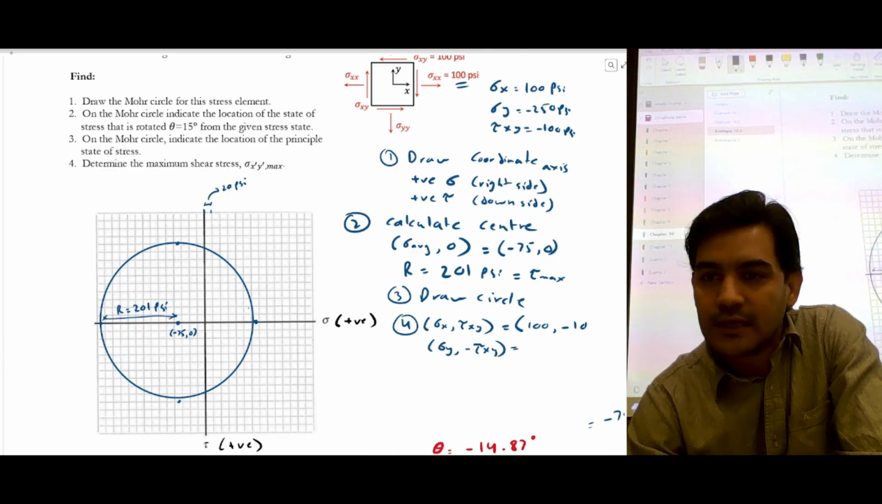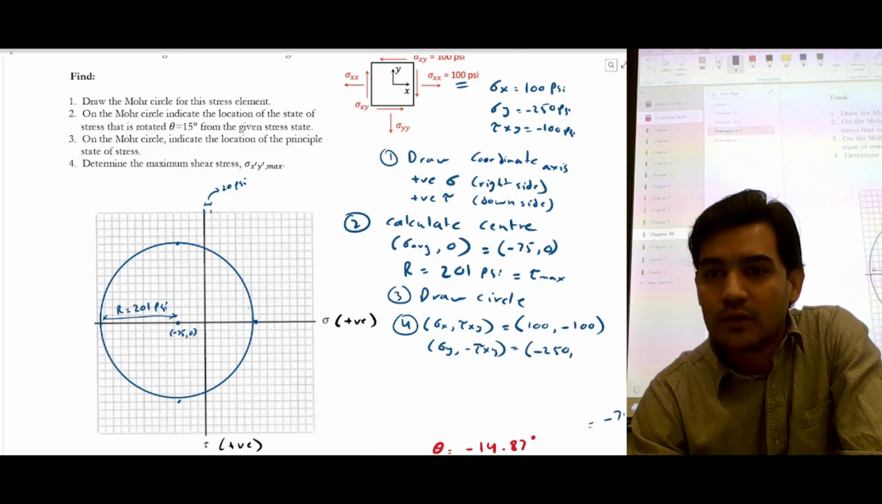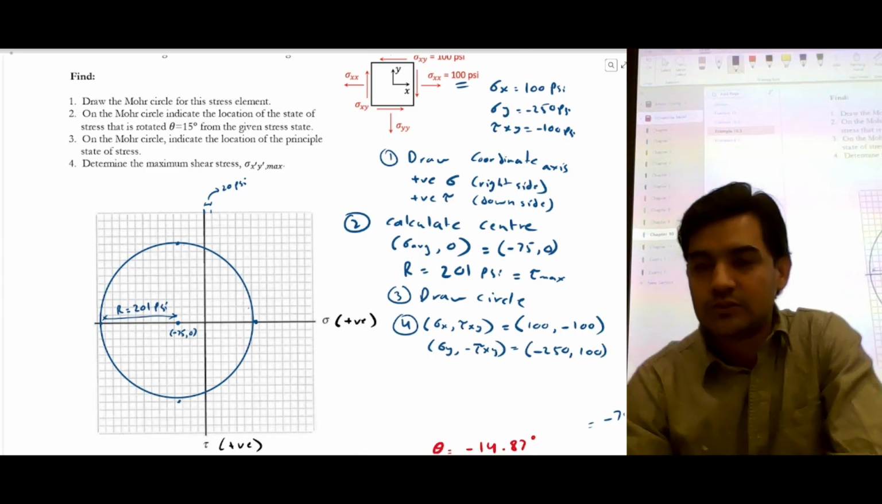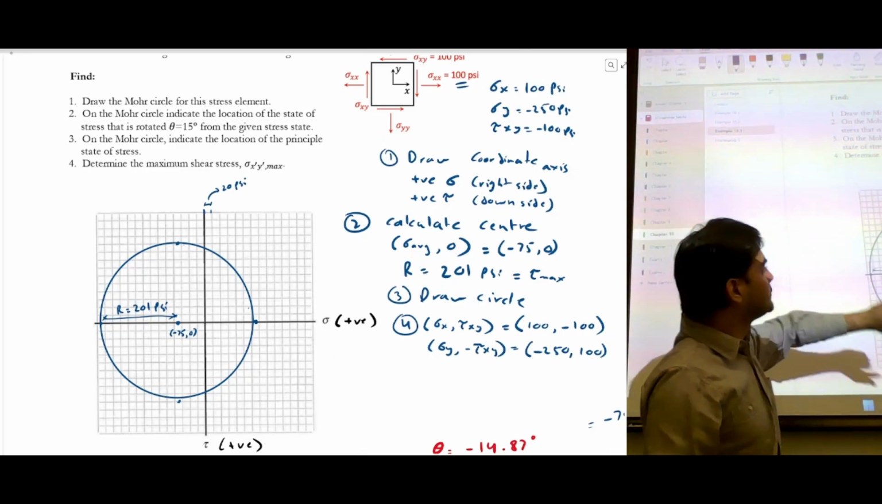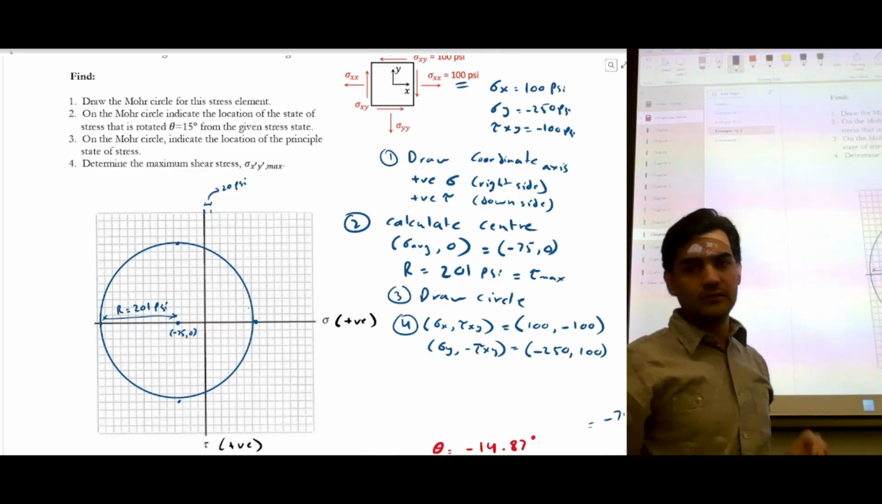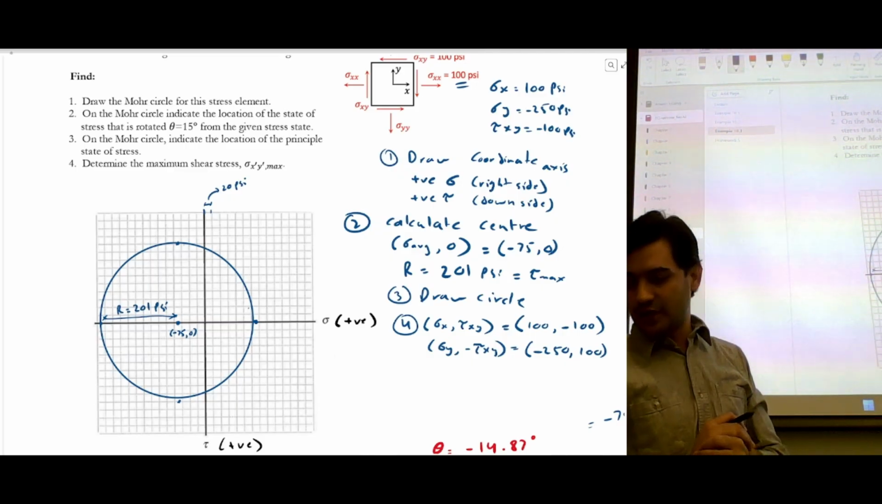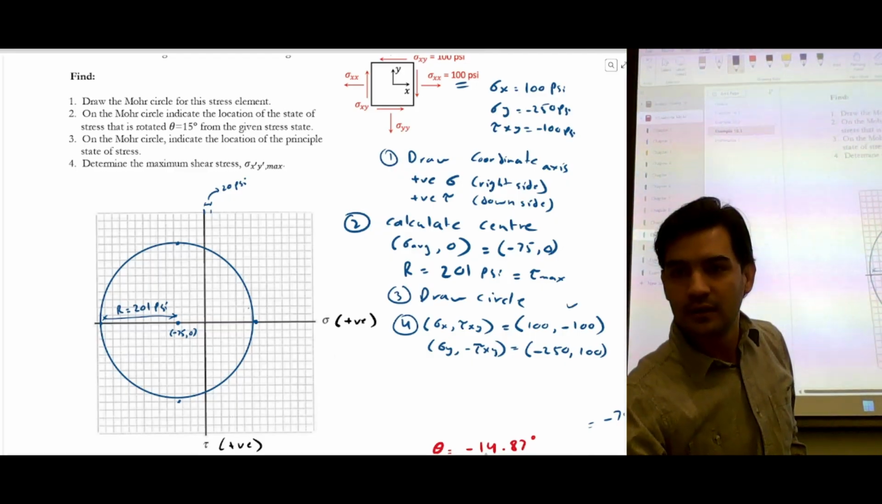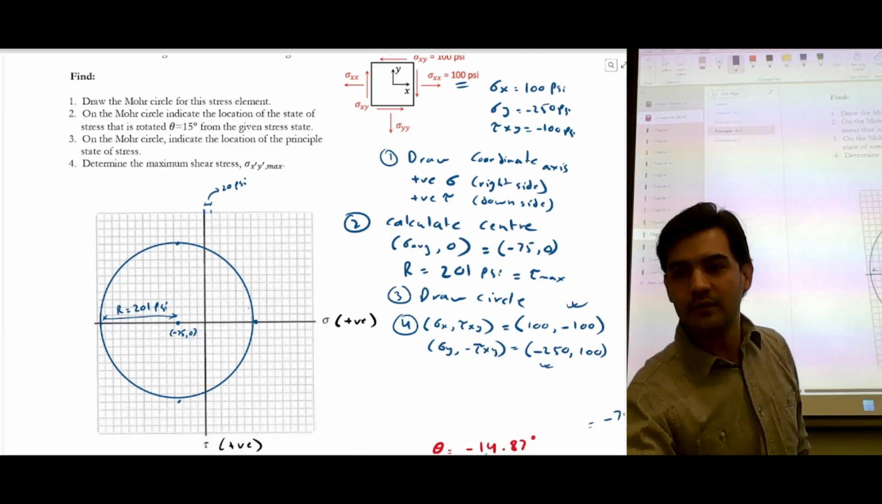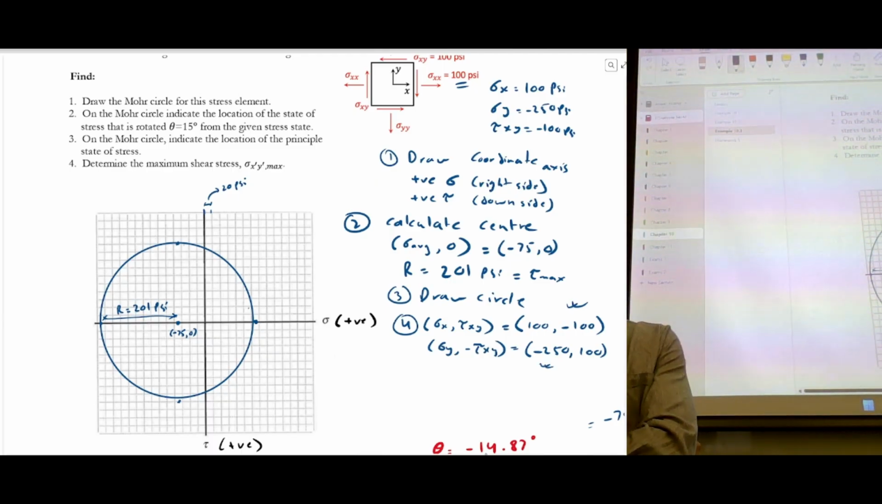Tau xy is negative 100. And our sigma y is negative 250, and our tau xy is negative, so it should be 100. So if you try to plot this, it should come out to be on the circle. So you can try to plot this 100, negative 100, and negative 250 and 100 on the circle.